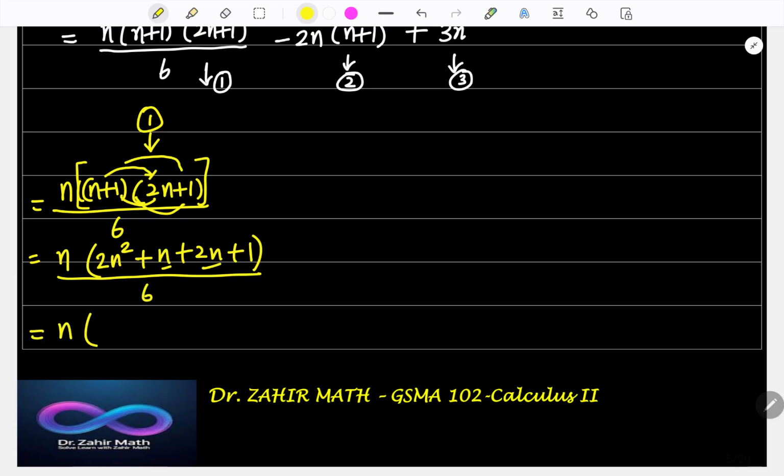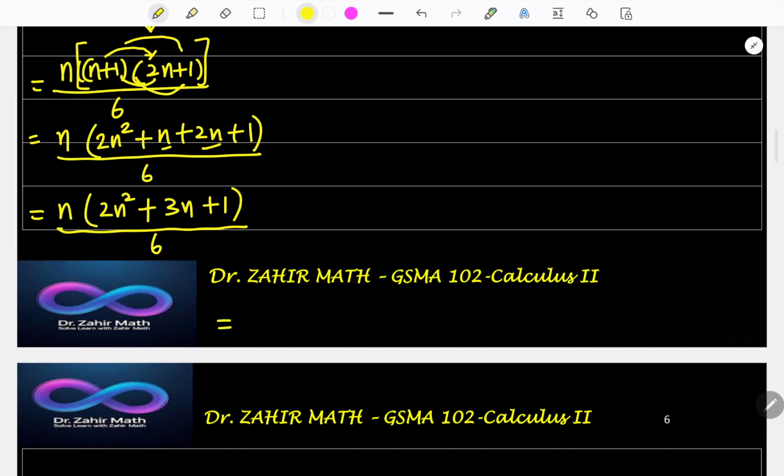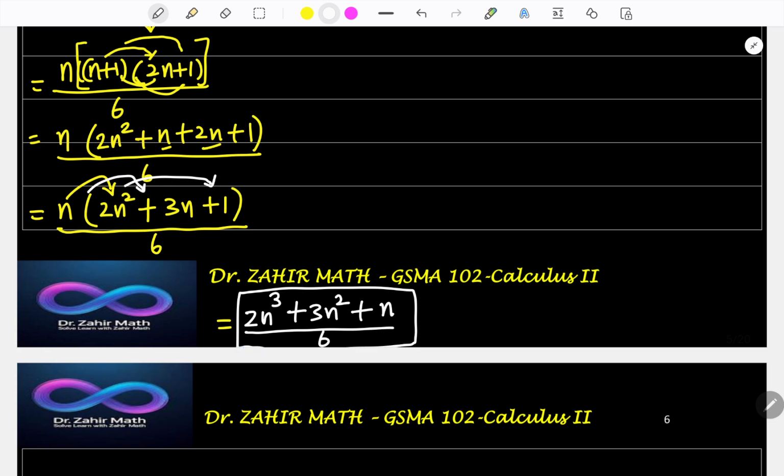there is n here, there is 2n here, n plus 2n is going to become 3n. So 2n square plus 3n plus 1, divided by 6. Okay, right. So now multiply this n inside, and multiply this inside, and multiply this inside. So it is going to become 2n power 3 plus 3n square, and then plus n, divided by 6. You just keep it nearby. We'll come back to this later.